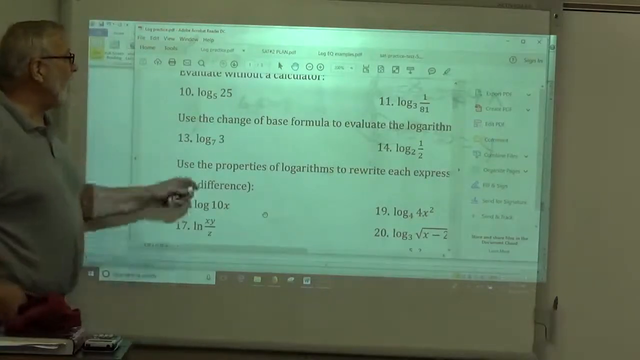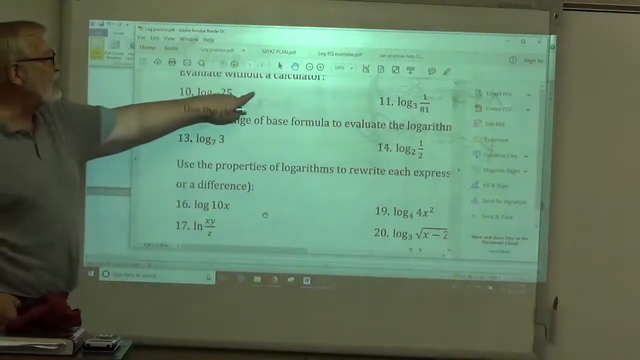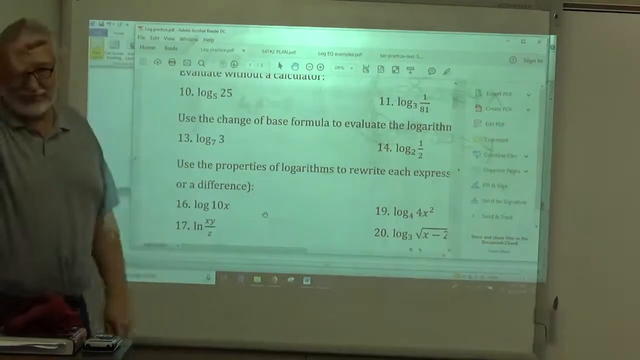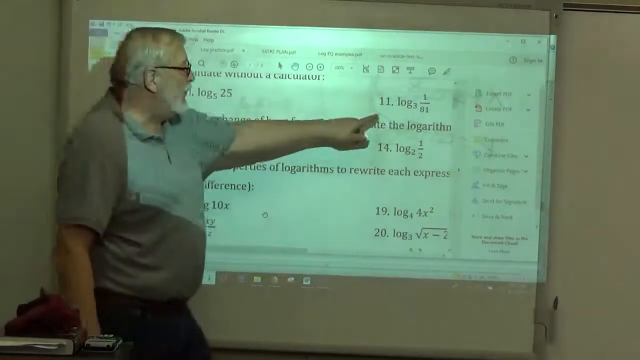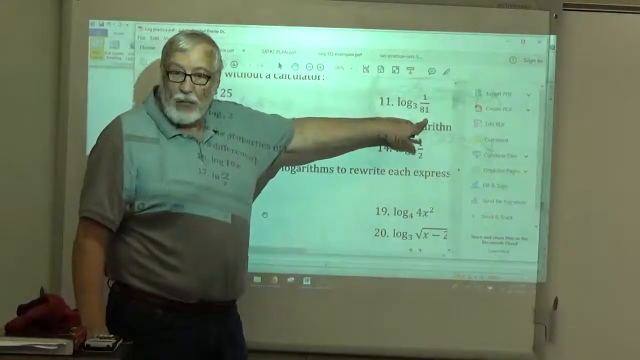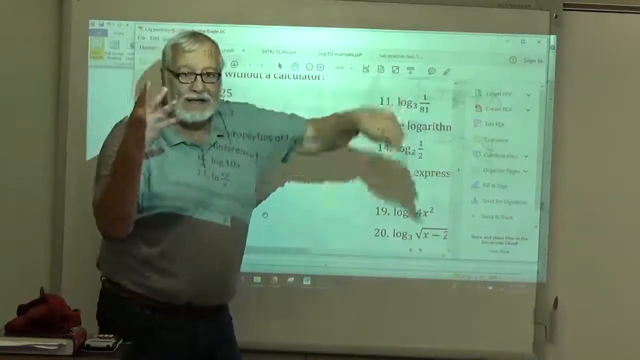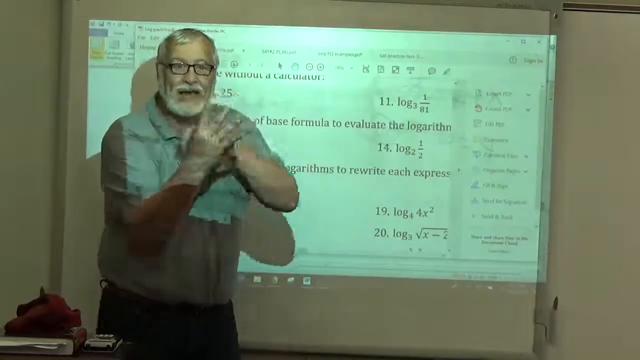Okay, now, without a calculator, 5 to what power is 25? 2. Sorry. Okay, 3 to what power is 81? 4. How do you get it to the bottom of the fraction? Negative 4.